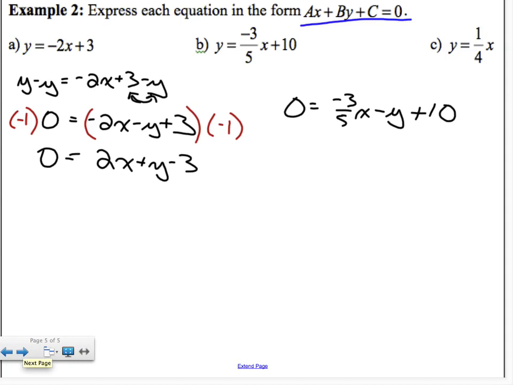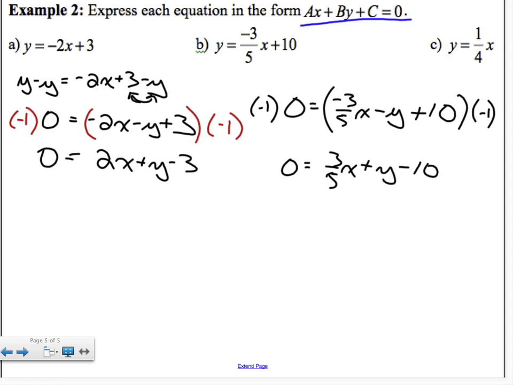But doesn't x have to be positive? x has to be positive, so I'm going to do my other trick: you multiply everything by -1. So then I got 0 is equal to 3/5 x plus y minus 10.